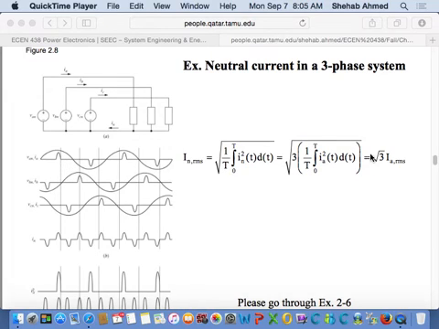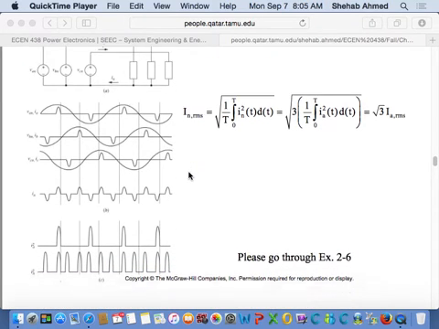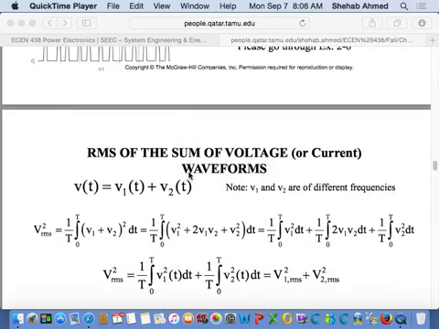So we just put the 3 under the root and multiplied it by the RMS value of IA, assuming we know the RMS value of IA, right? So it's square root of 3 times the RMS value of IA. That's the neutral current RMS. So we're just going through some examples here. Again, you don't need to do this. You can do the calculation based on the equation: write the equation for the waveform, square it, find the average value, and take it under the root. You can do that from the beginning, or if you want to make things easier on yourself, you do some of these tricks.